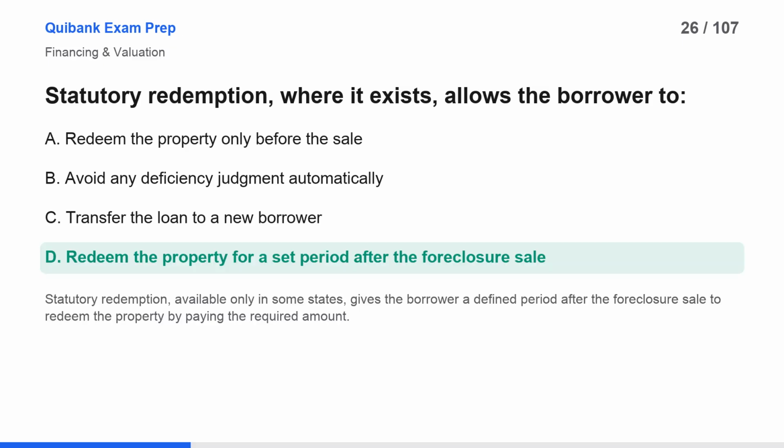The answer is D. Redeem the property for a set period after the foreclosure sale. Statutory redemption, available only in some states, gives the borrower a defined period after the foreclosure sale to redeem the property by paying the required amount.